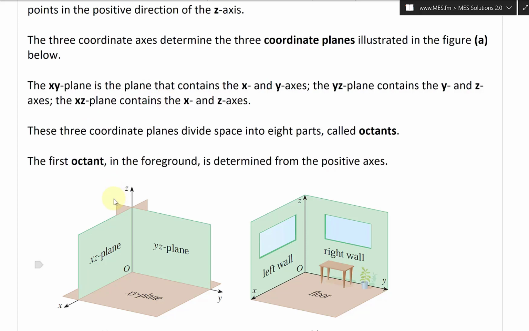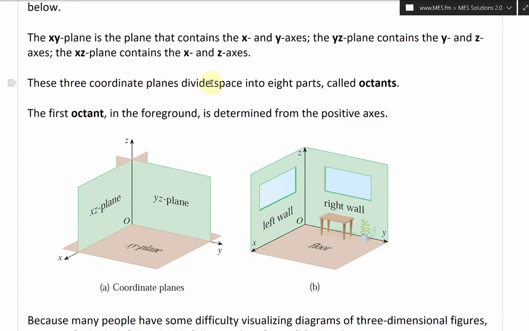The XZ plane contains the X and Z axes. These three coordinate planes divide space into 8 parts. So you have one here, then another one in the back, and here, 3, 4, and then you also have the negative sides. So you're going to have another 5, 6, 7, and then behind that is 8. So you have 8 parts total, and those are called octants.